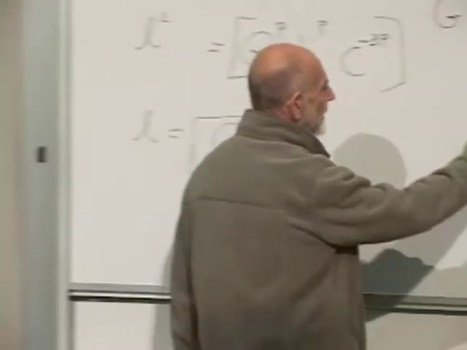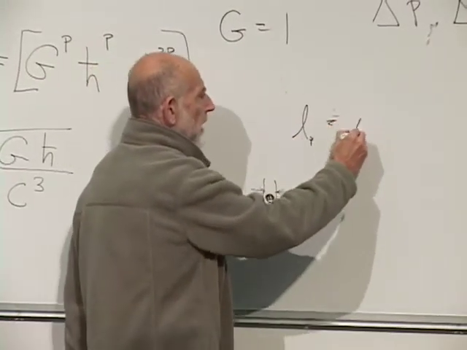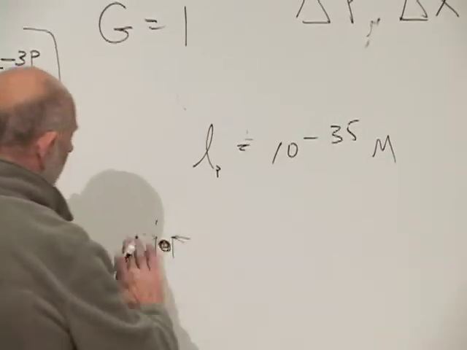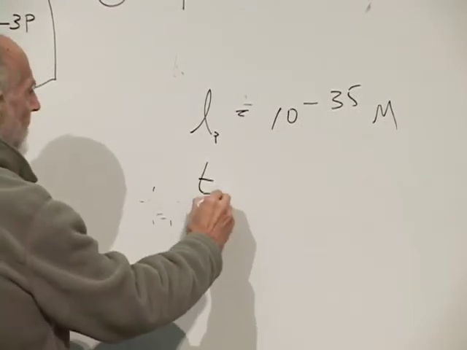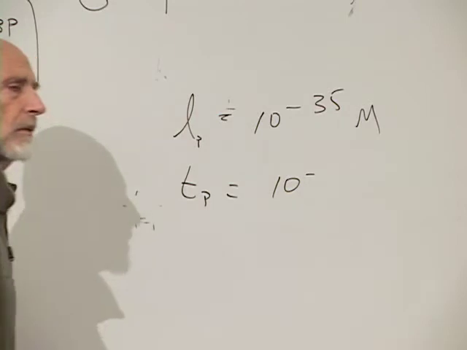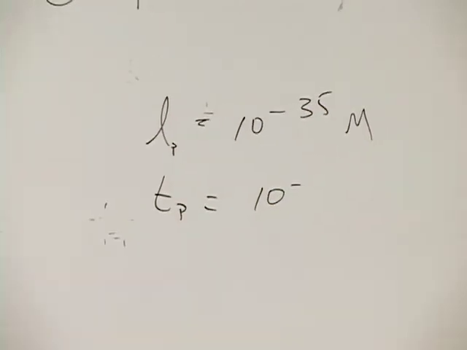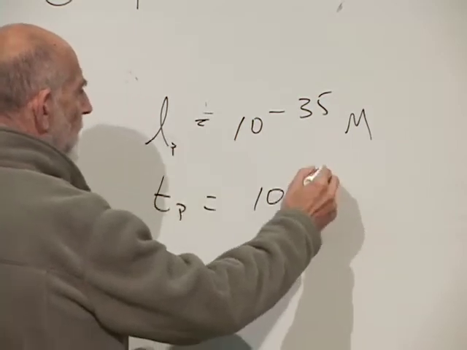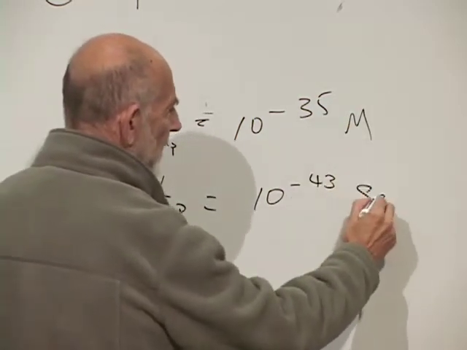So the Planck length, L Planck, is 10 to the minus 35 meters. The Planck time is 10 to the minus 43 or 42, something like that. 10 to the minus 44, 43 seconds, something like that.